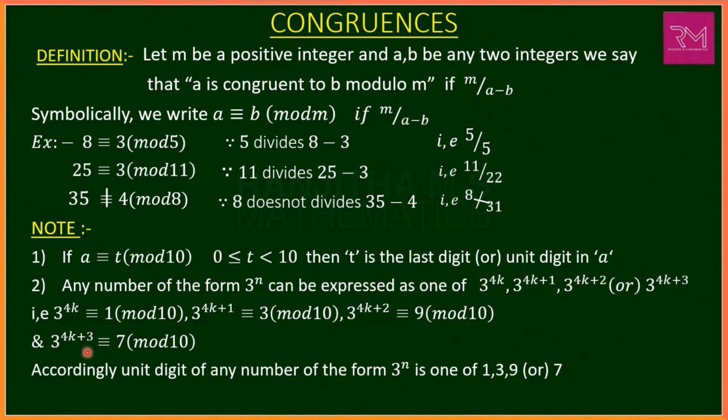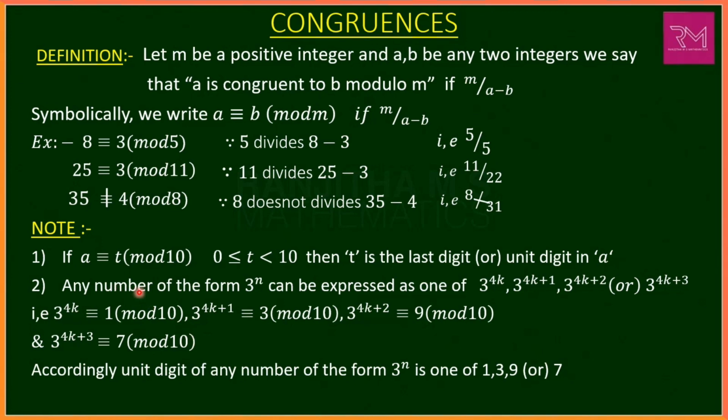Here, if we substitute k as 1, 4 plus 3 is 7, and 3 power 7 is 2187, which is congruent to 7 modulo 10. This is because 10 divides 2187 minus 7, which is 2180. So we can take that 10 divides 2180. So this congruence is also satisfied.